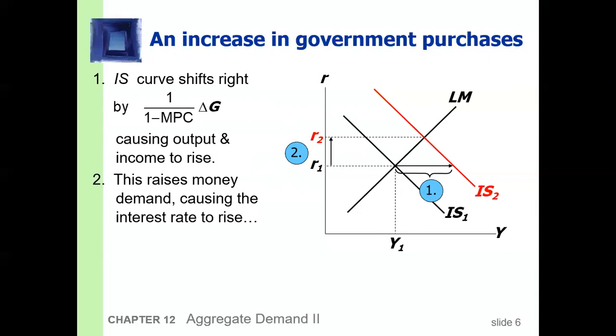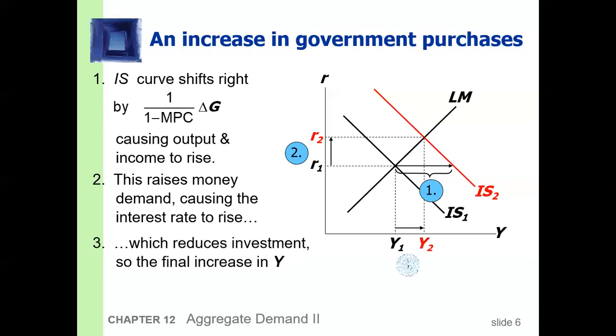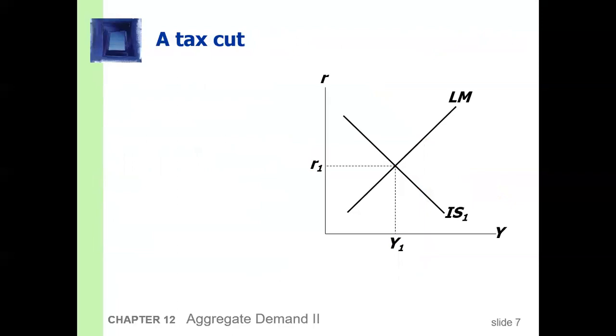What will happen then? When the government spending increases, the output increases and the income rises. So this raises the money demand, which will cause the interest rate to rise from R1 to R2, which reduces the investment. Because the interest rate rises, the investment will fall. So the final increase in the income will be at this point. The output and income will be smaller than the amount of change of the government spending. You can see number 1 here on the graph is larger than number 3. This is if the government spending increases.